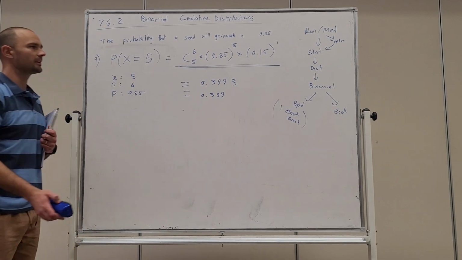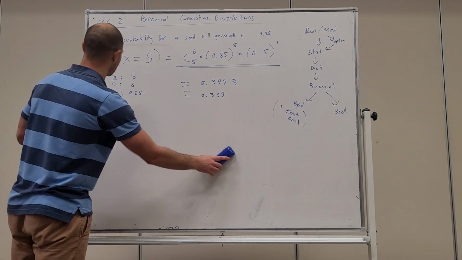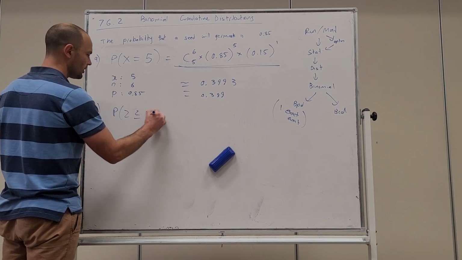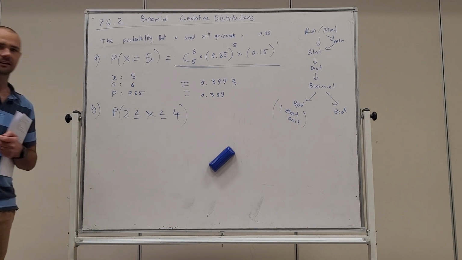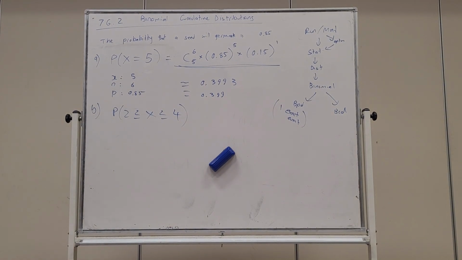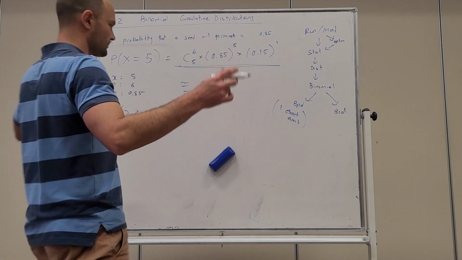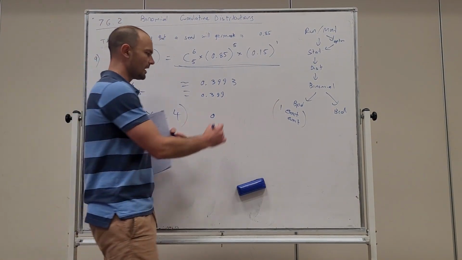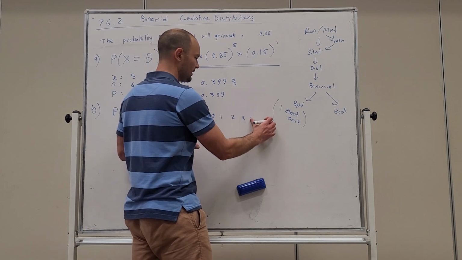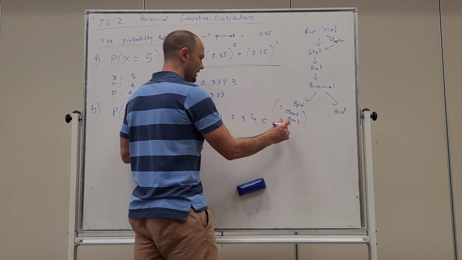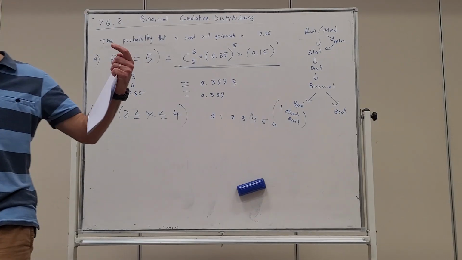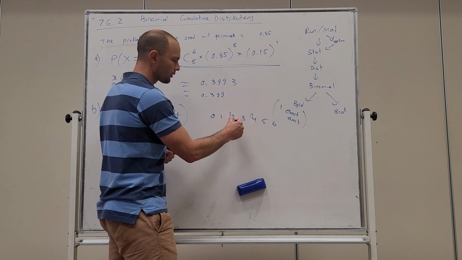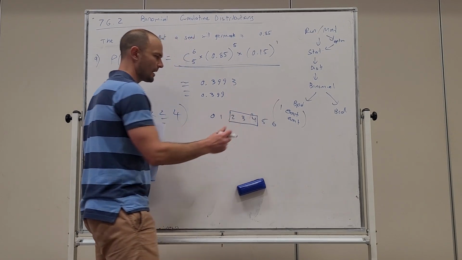So that's the probability of exactly 5 seeds germinating. Part B says, how about the probability of between 2 and 4 seeds germinating exactly? If you consider a pot of seeds and we've got 6 of them in there, you could be really unlucky and have 0 germinate, or really lucky and have 6 germinate. There are all of these possible outcomes, and we're asked specifically about 2, 3, or 4 germinating.